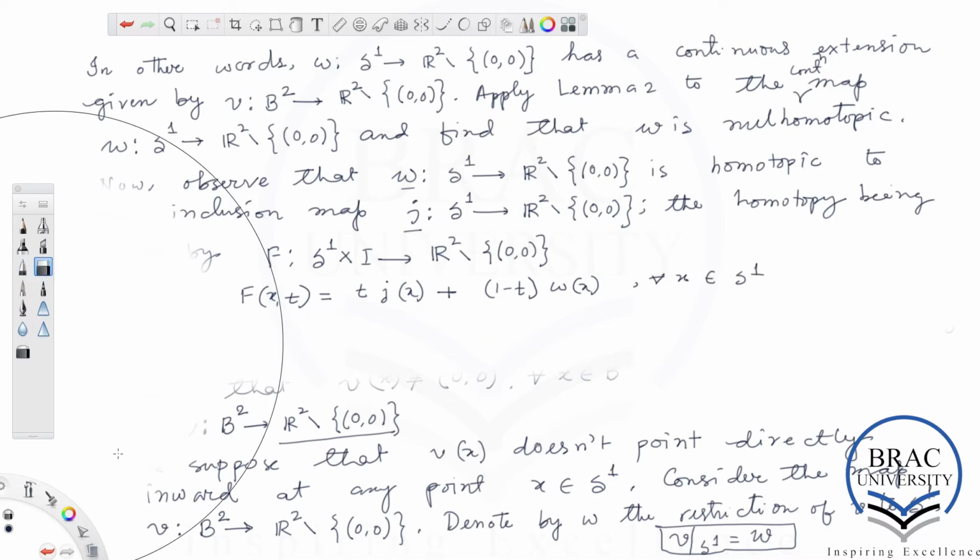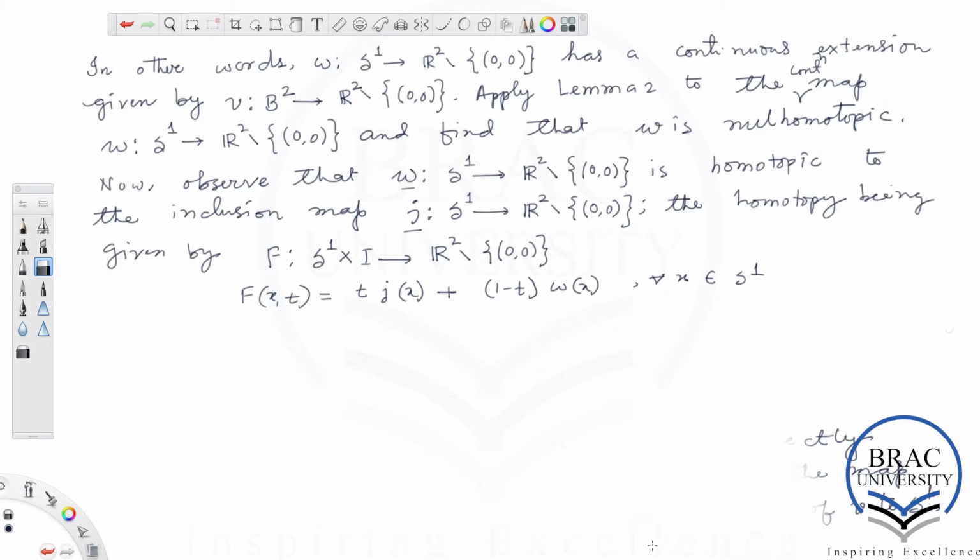Let me erase this bottom part. This is what we need to prove. So in other words, we need to prove that this is equal to t times x. J(x) is just x, right? J is the standard inclusion map of the unit circle into the punctured plane, plus (1 - t) times W(x), and it should hold for all x in S1.